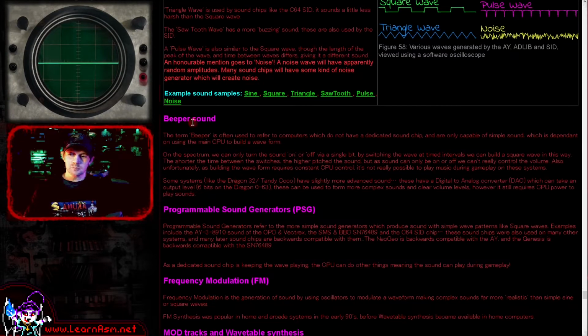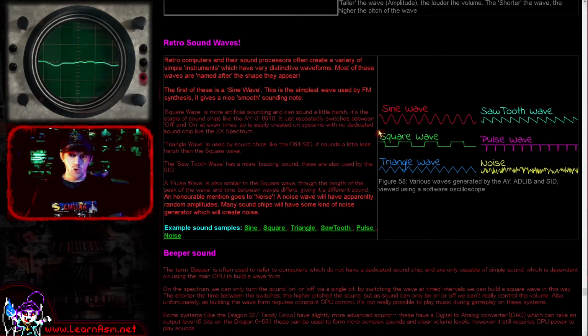Now we did just briefly discuss beeper sound. Beeper sound is basically where the sound hardware itself doesn't really have any functionality of its own. We just have a volume bit, or 1 bit, sometimes 5 bits depending on the hardware. We can set the level that the sound is currently outputting. Sometimes it's just 1 bit on and off, and we have to manually form one of these waves as a combination of on and off bits.